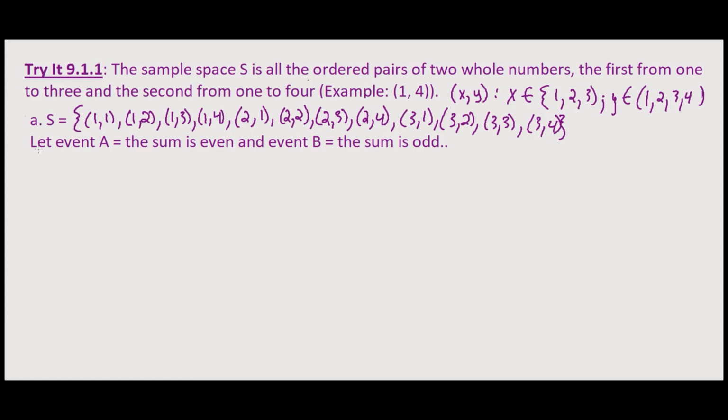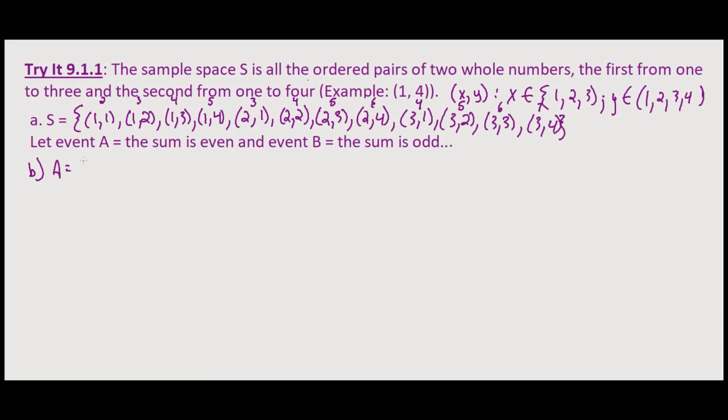So in this next part, we're told let event A equal the sum is even and event B equal the sum is odd. So what does that mean? Well, let's just go ahead and write their sums above here. So 1 plus 1 is 2, 1 plus 2 is 3, 1 plus 3 is 4, 1 plus 4 is 5, 2 plus 1 is 3, 2 plus 2 is 4, 2 plus 3 is 5, so on and so forth, all the way down.